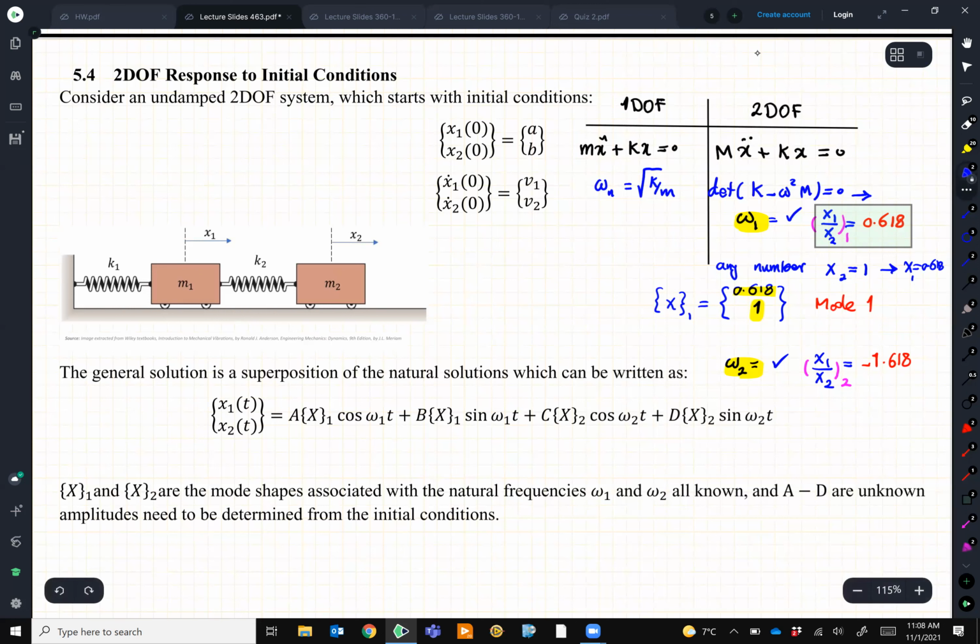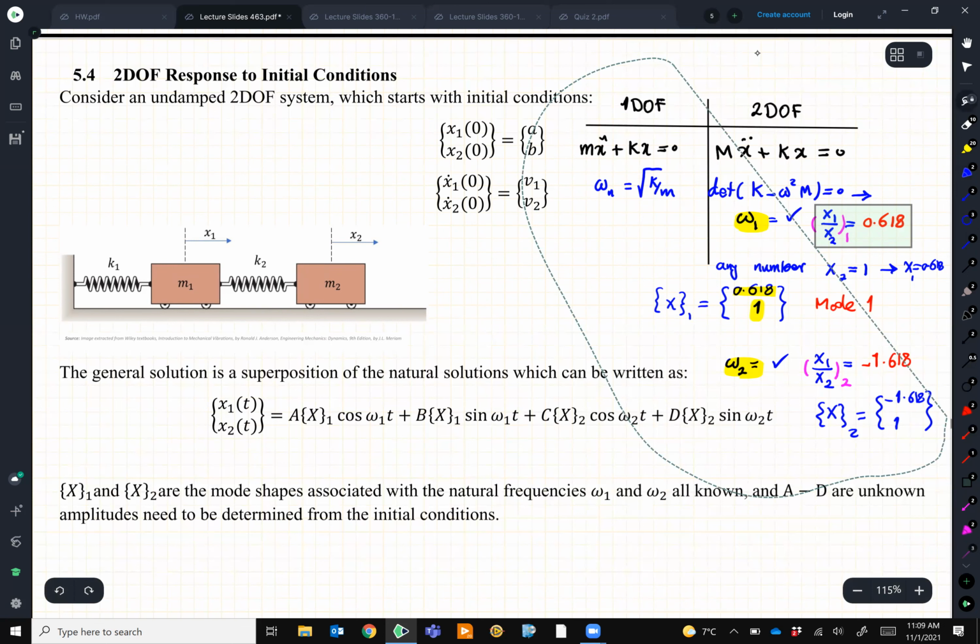The same thing for mode 2. I will have mode 2, if I set this one to 1, this one will be minus 1.618. Okay, so that's just one way to show the result for an n degree of freedom system. But for now, just 2 degree of freedom system.